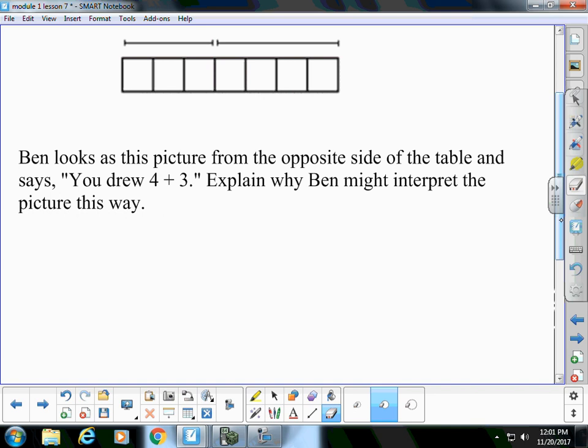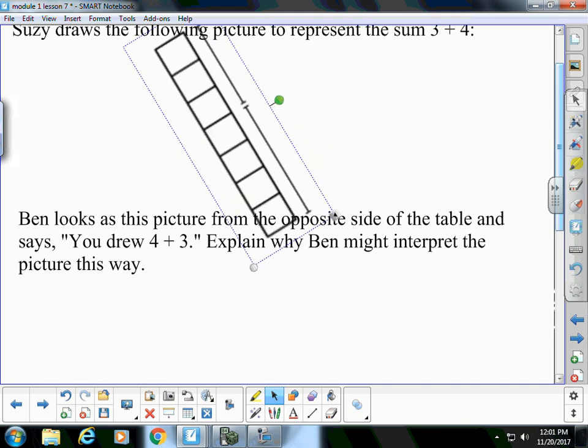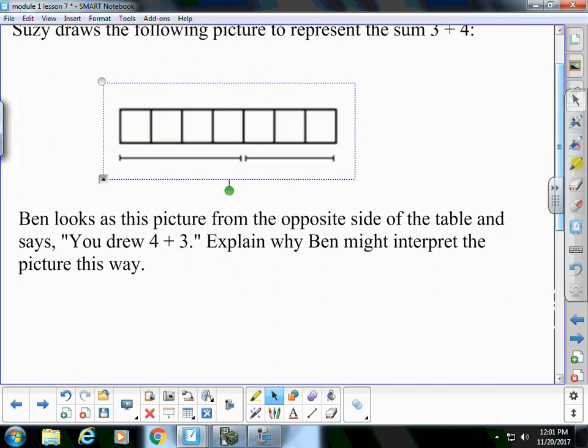So if you think about it from the way that Ben is seeing it, if he's on the other side of the table, he's seeing it the opposite way. He's actually seeing what the picture would look like if you were to turn it. So think about if you turned your book all the way around 180 degrees, he's looking at it like that, like if you lifted it over. So in his opinion, he sees 4 blocks and then 3 blocks. So that's why in his eyes, he's seeing 4 plus 3.